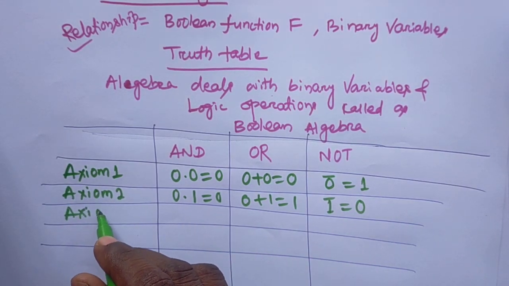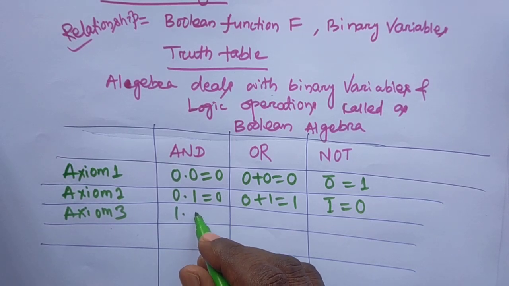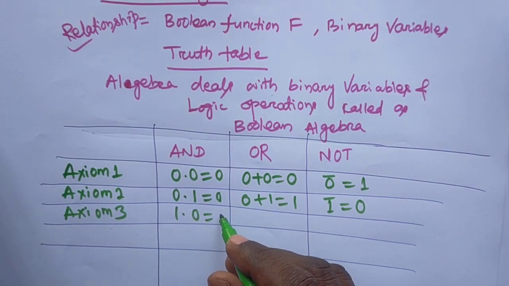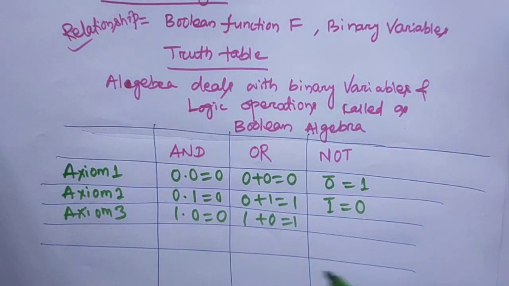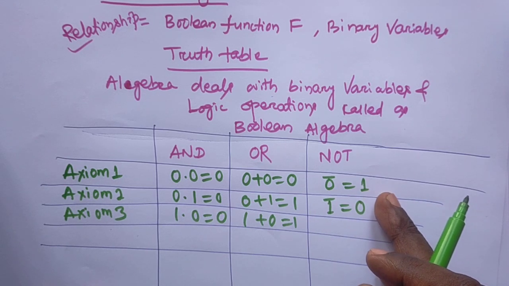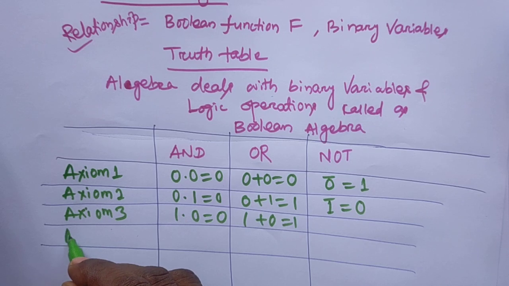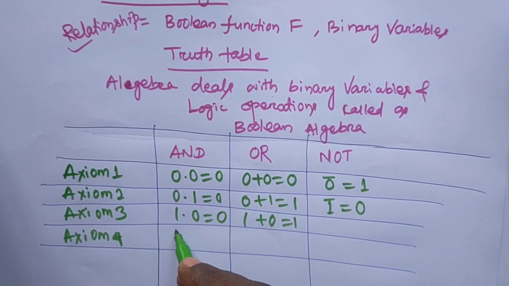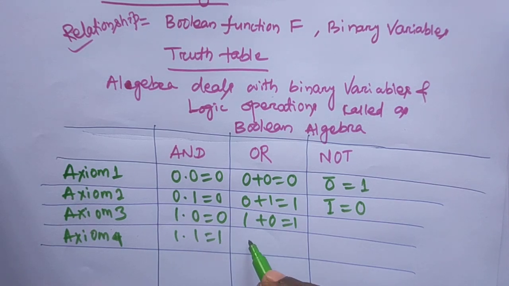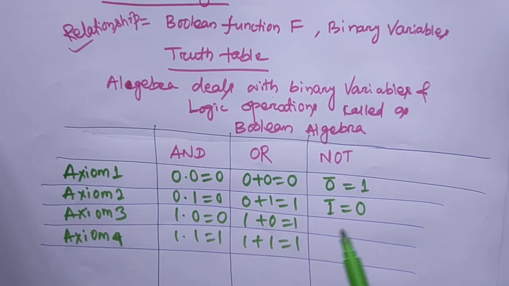Suppose axiom 3, then what happens? 1.0 is equal to 0, and 1 plus 0 is equal to 1. That's all, because the complements of 0 and 1 are already taken, no need to write here. Then axiom 4, that is 1.1 is equal to 1, and 1 plus 1 is equal to 1. So like this, different variables.